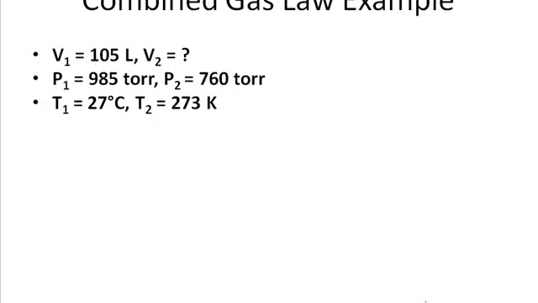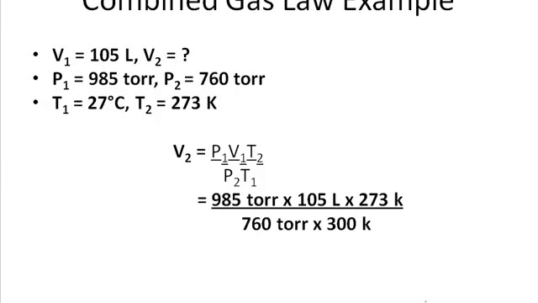Notice how my pressure changes. Notice how my temperature decreases. I'm in degrees Celsius for T1. I got to change it to Kelvin. Okay, everything else is okay. When I plug it into the equation, I rearrange the variables and solve for V2. And I should get 124 liters as my answer.